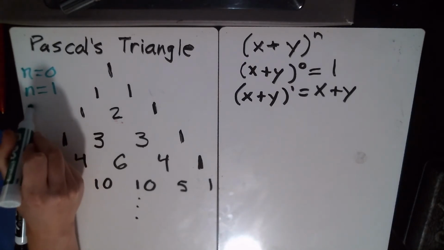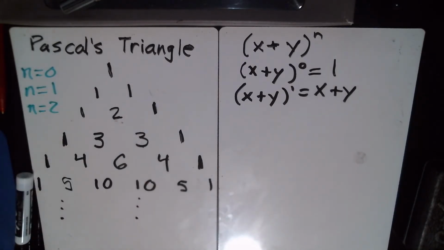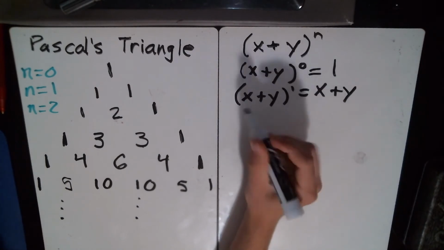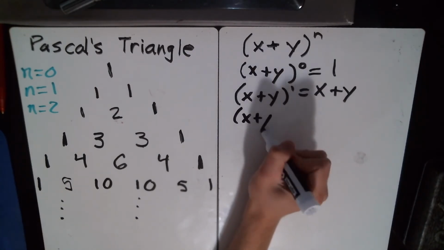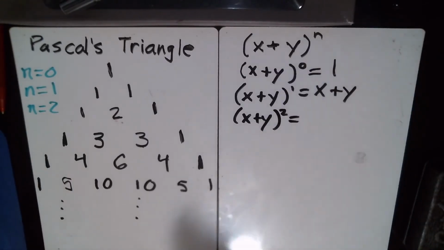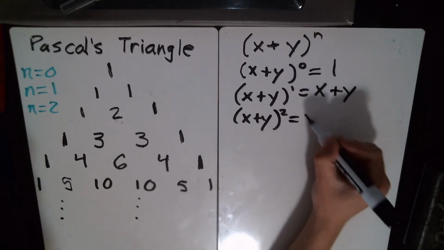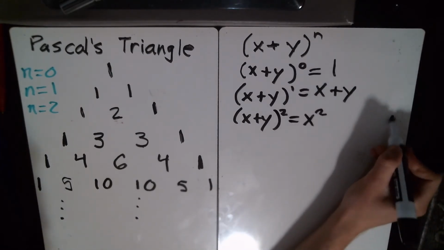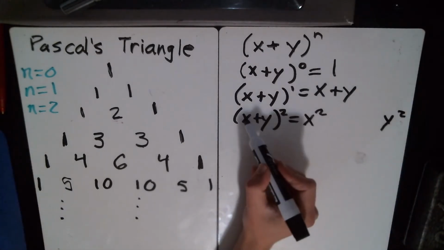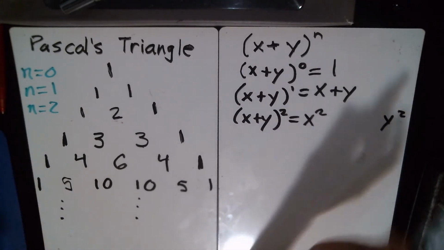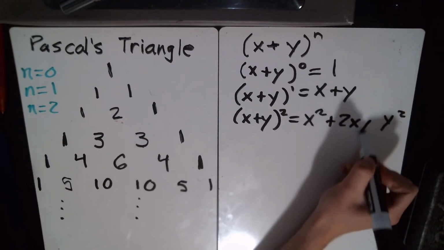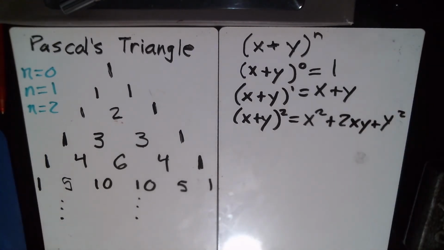Now, when n equals 2, our next row, that's what that means, and so we're going to be doing x plus y squared. What happens when you do x plus y squared? Well, you have to distribute. You're going to get an x squared and a y squared, right? But you're also going to get an xy and a yx, so in other words, 2xy.